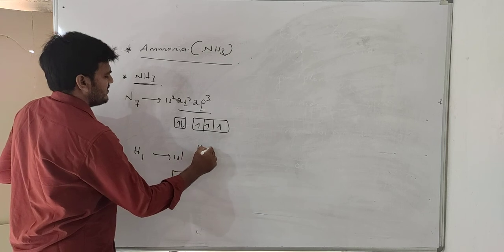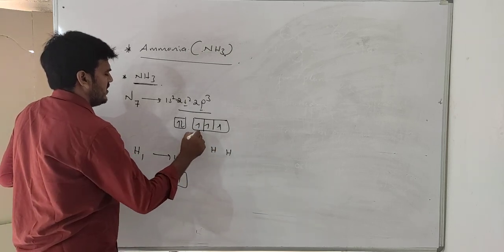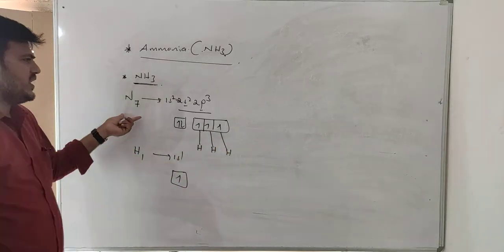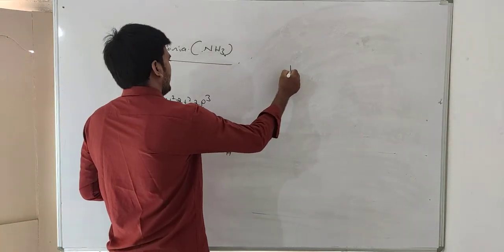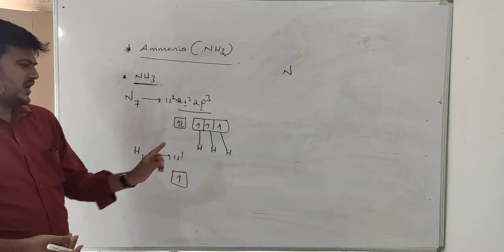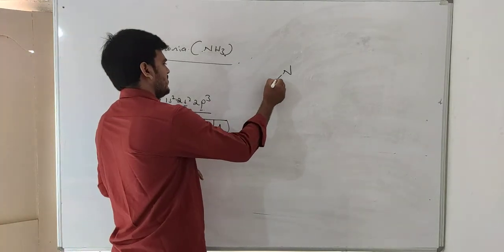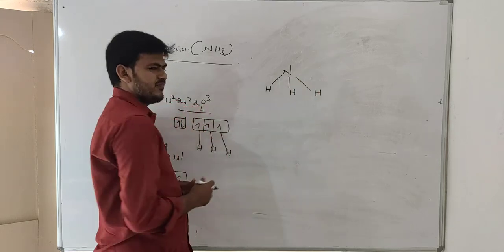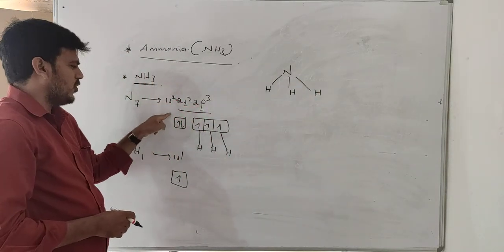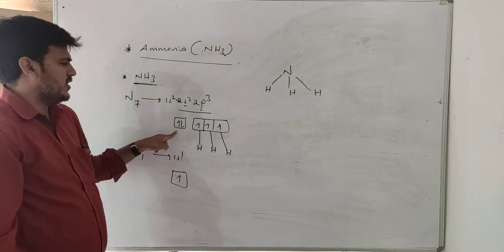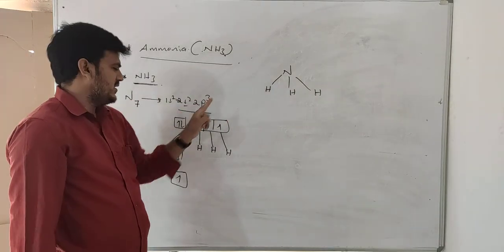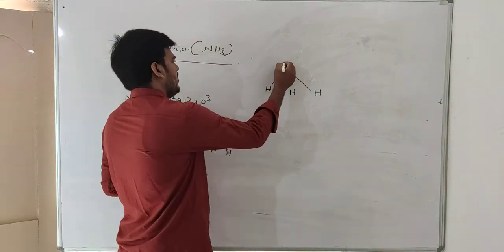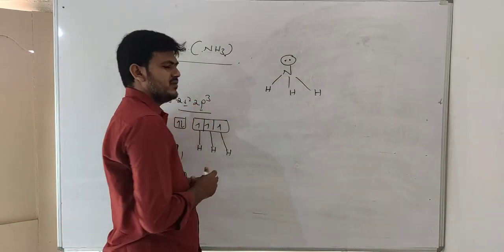First hydrogen atom, second hydrogen atom, third hydrogen atom. So first bond formation, second one, third one. In ammonia, the central atom is nitrogen with the remaining 3 hydrogen atoms, so 3 bond pairs, and the next one is a lone pair. Nitrogen has 1 lone pair.